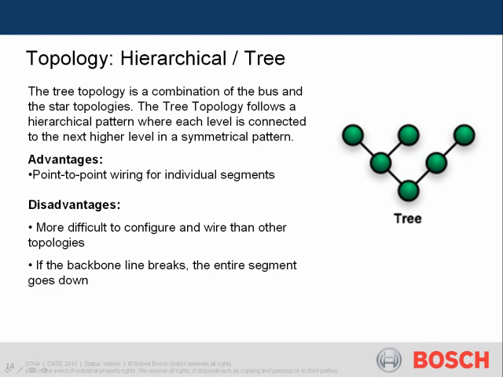That means a PC on a single segment not only has access to its segment, but the entire network as a whole. The disadvantages are that it's more difficult to configure than other topologies, and if a backbone line breaks, the segments attached to that backbone will have no access to the entire network.